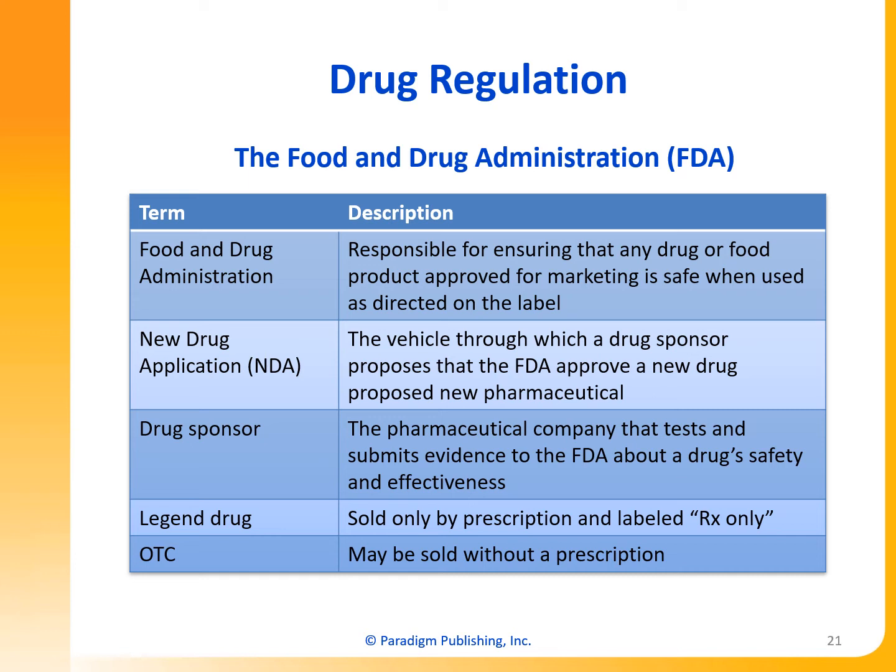The new drug application is the vehicle through which a drug sponsor proposes that the FDA approve a new drug, proposed new pharmaceuticals. The drug sponsor is a pharmaceutical company that tests and submits evidence to the FDA about the drug's safety and effectiveness. Now, drug sponsors are pharmaceutical companies like Pfizer. When you see drug commercials on TV, they'll usually mention the pharmaceutical company associated with those. Legend drugs are sold by prescription and labeled Rx only, and then over-the-counter items may be sold without a prescription.